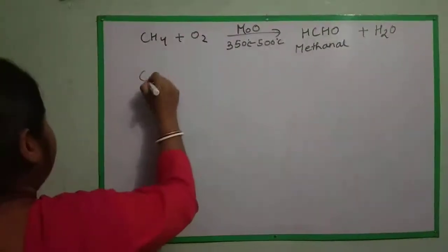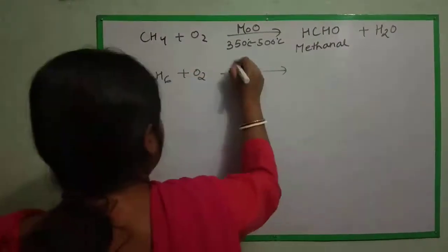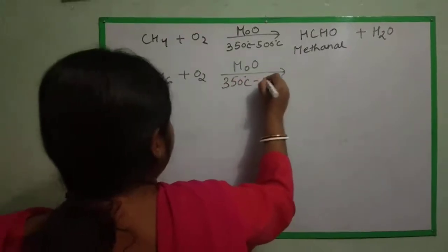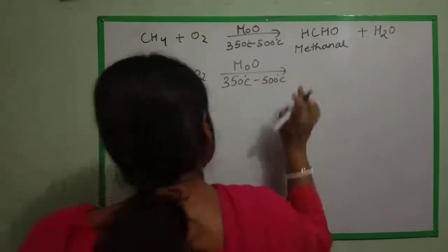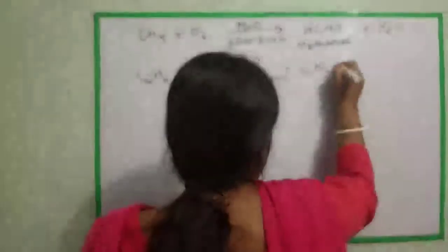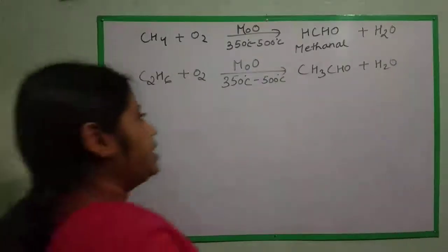Similarly, ethane treated with oxygen in the presence of molybdenum oxide, temperature 350 degrees centigrade to 500 degrees centigrade. This time we will get ethanal and water. These are some of the chemical properties of methane and ethane.